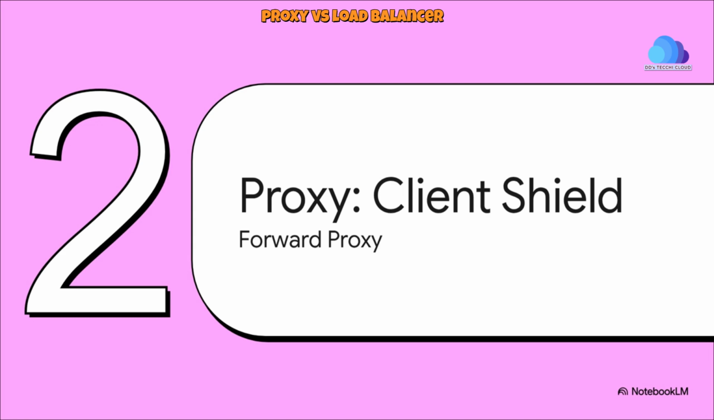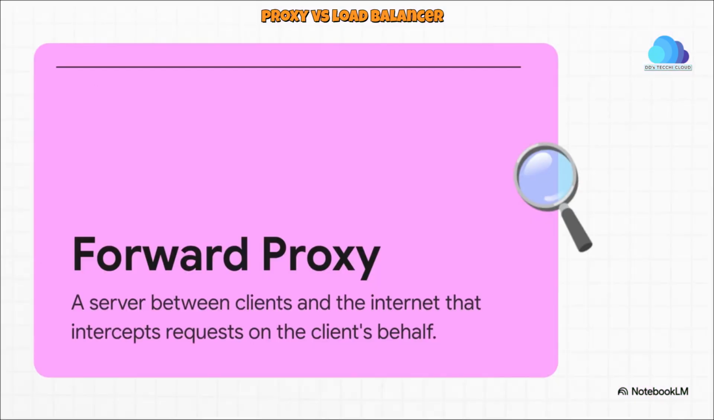So let's talk about our first intermediary, the proxy, which acts as the client's shield. Let's see how this thing builds a defense entirely on your side of the connection. A forward proxy, which we usually just call a proxy, is essentially a server sitting directly between you and the internet. So instead of your computer talking directly to the web, you talk to the proxy, and then the proxy talks to the internet on your behalf. Its primary job? To act as your personal shield.